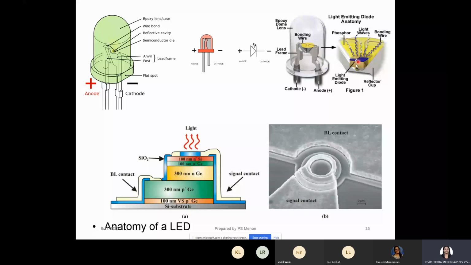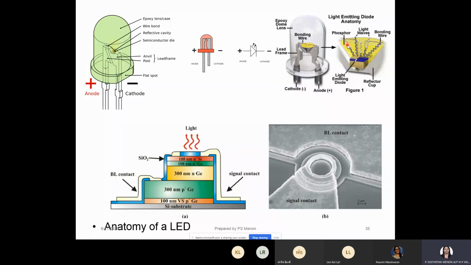And then you have the anvil, the post. This is what we call the lead frame, the flat spot, to determine which is cathode and which is anode. So basically the cathode will have a shorter electrode compared to the anode. Okay, so this is cathode, anode, and there's a bonding wire as mentioned just now. And as you can see here, this is the semiconductor chip, right? So there's an active region here, and the light is emitted out. So this is the light, and there's phosphor inside here.